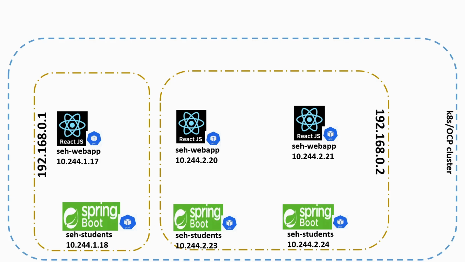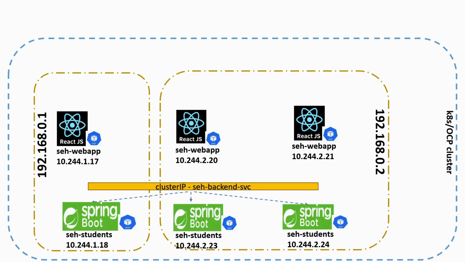In our previous lecture of cluster IP, we saw how we created a cluster IP service called SEH backend service to access our backend microservice pods, which are SEH students pods. In the upcoming lectures, I will show you how the front-end pods access backend pods using services. So everything communicates cleanly inside the cluster.